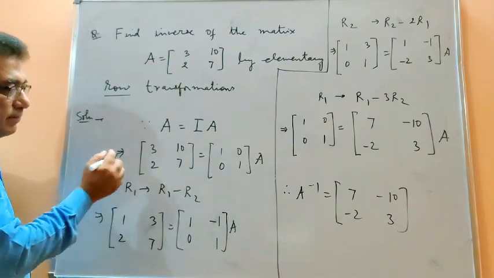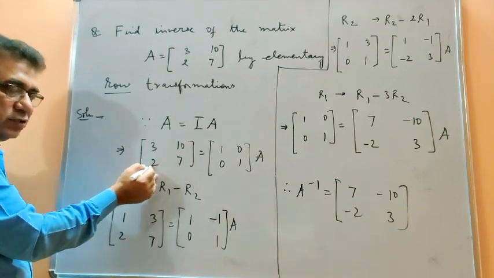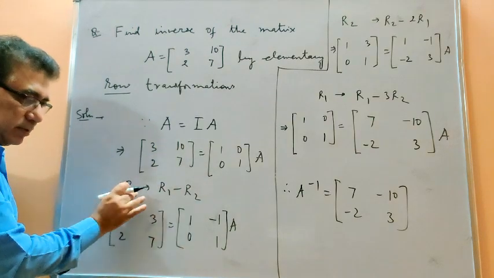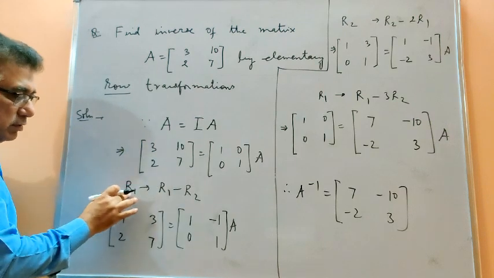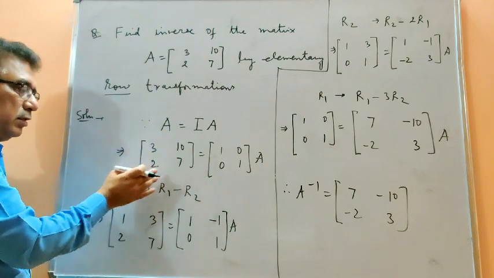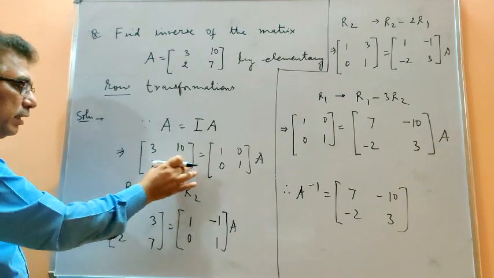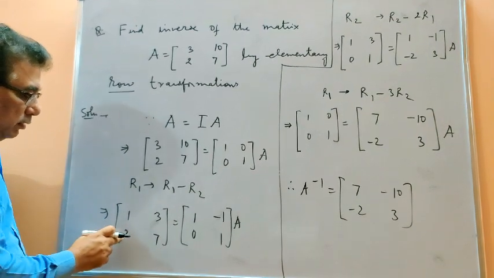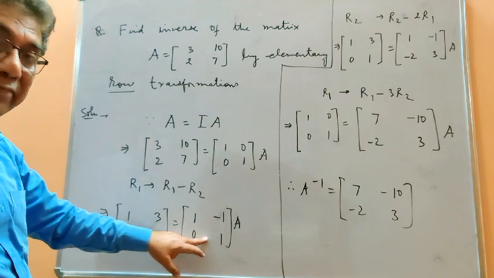Now the rule says that you have to make this element 1 first, then this 0, then this 1, and then this 0. So for that I have applied first this operation, because 3 minus 2 will give you 1. So this is the first operation. We are doing the operation in R1, and what is that? From each element we are subtracting the element of row 2. So this is the matrix 1 3 2 7, and the same I have done this side. So this is the transformed form of this matrix.